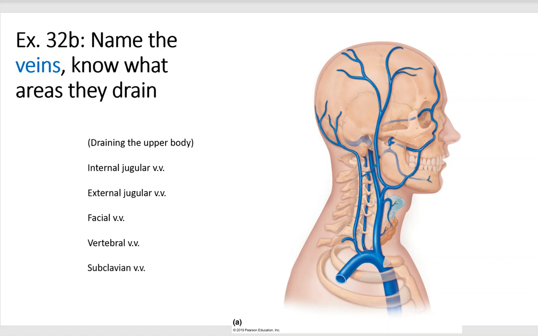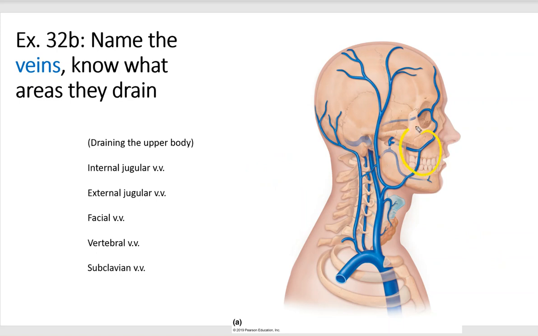You have internal jugular. Internal jugular is the big one right here. External jugular is this one that's farther out. So this is external. And then I'll do a different color. This is internal jugular.